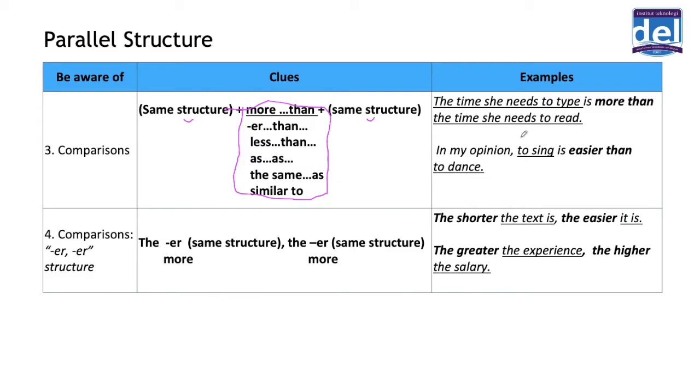These are the examples. The first one: the time she needs to type is more than the time she needs to read. We see there is a comparative expression here, more than, and you may see that the structure before the expression is parallel, or is the same as the structure after it. This one and this one. And the second example is, in my opinion, to sing is easier than to dance. This is the comparison expression, and the parts before and after it are infinitive, infinitive.